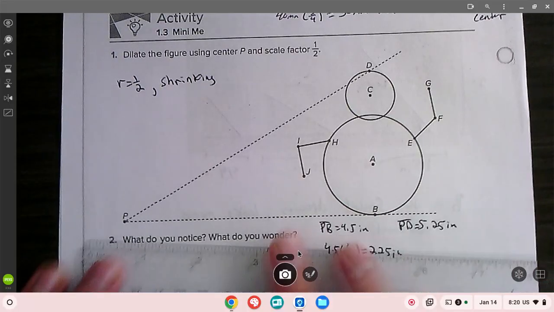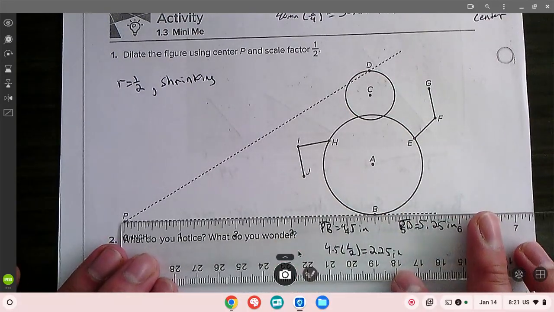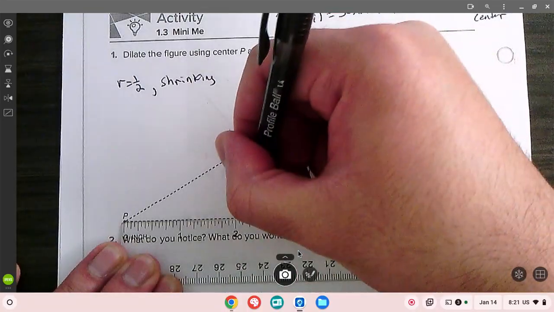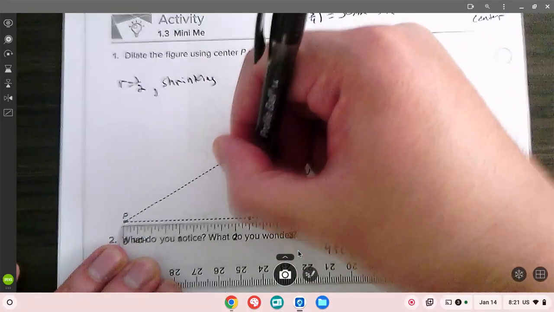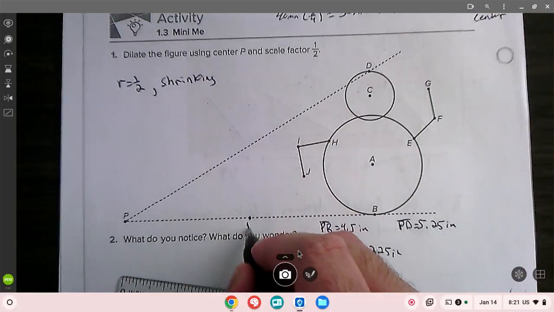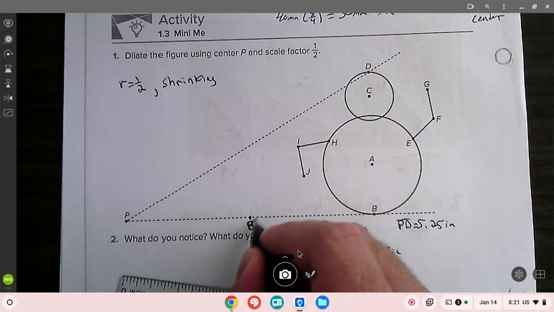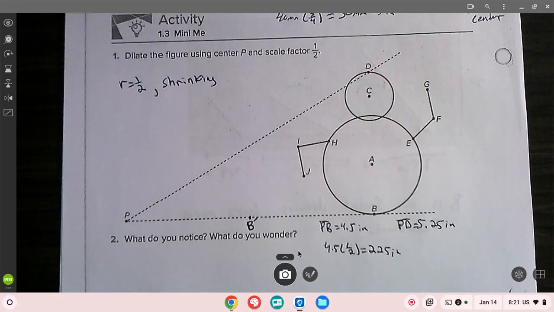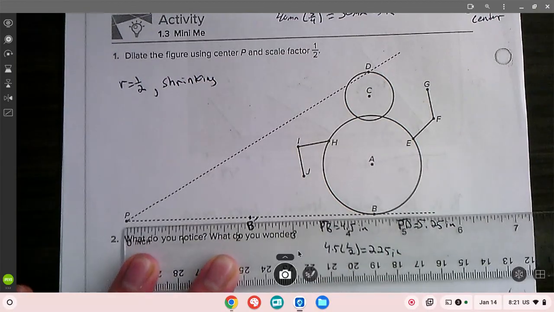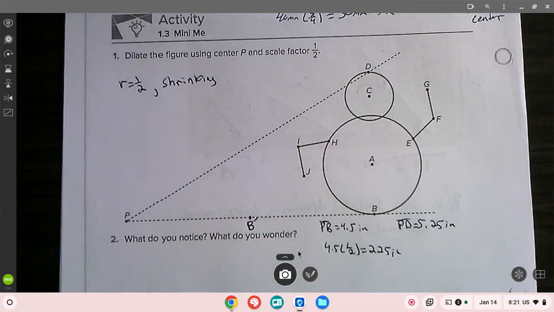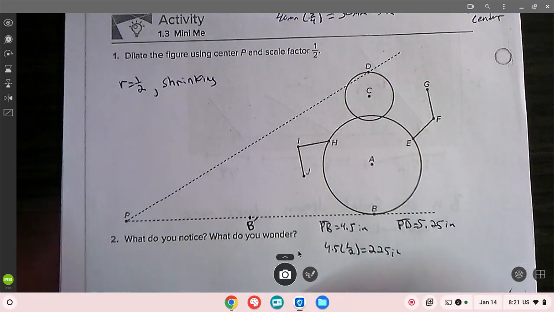So I'm going to measure from point P 2.25 inches. So here's 2, here's that 0.25. And what am I going to label this point? It's going to be B prime, right? This is a dilation, so we have to show we have done a transformation. Okay, 2.25. All right, so if I go here, 2.25. It might be a little hard with my clear ruler to show. I can show you with this one.